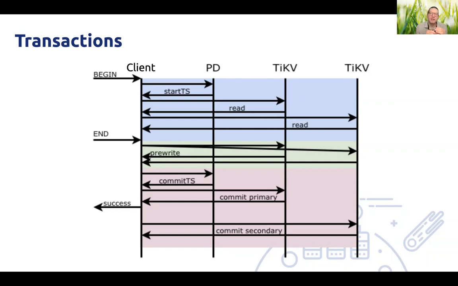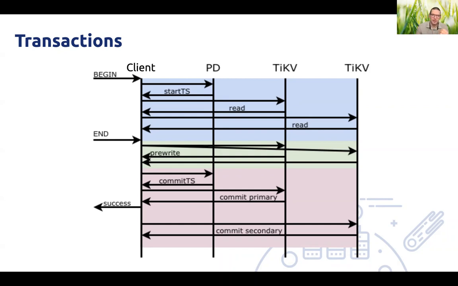So I would say, also not shown on this diagram, is that you might have to ask PD for the physical address of a TiKV node given a key. This is all cached locally, so you don't have to ask for every transaction. But if data is moved from one node to another, then you might need to refresh that cache.